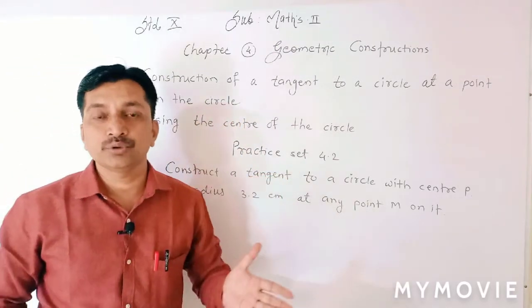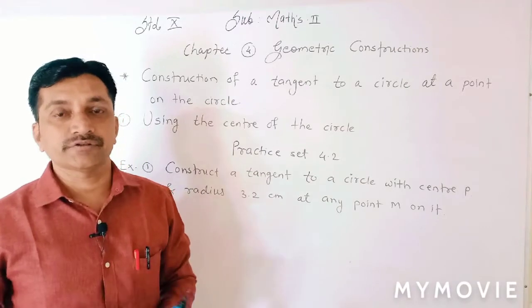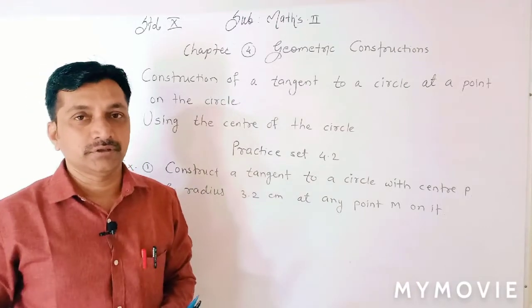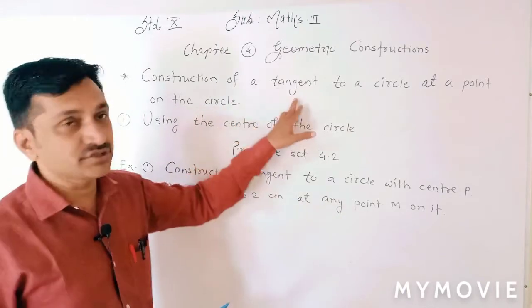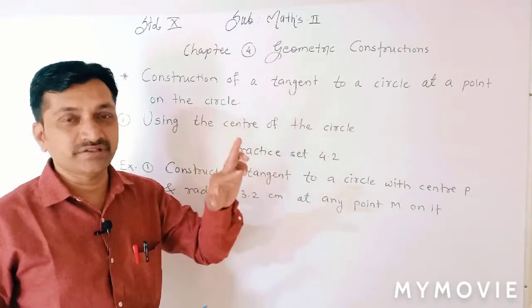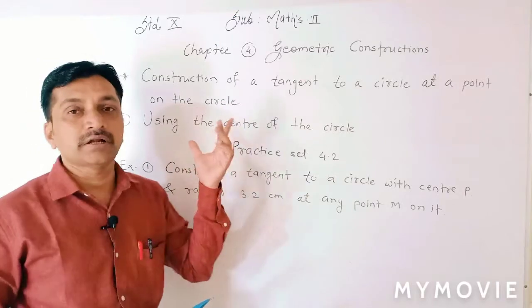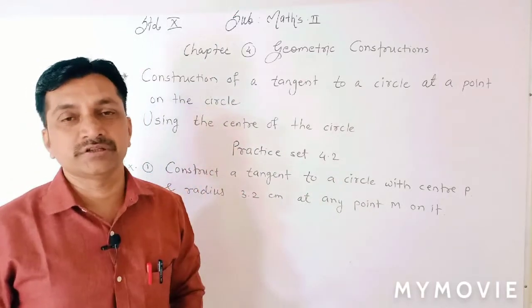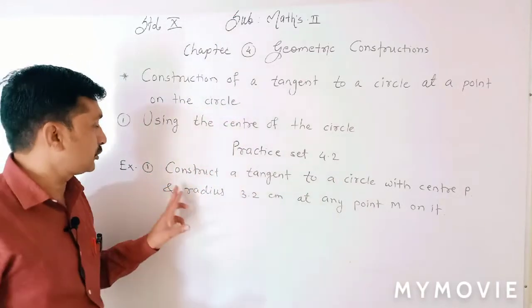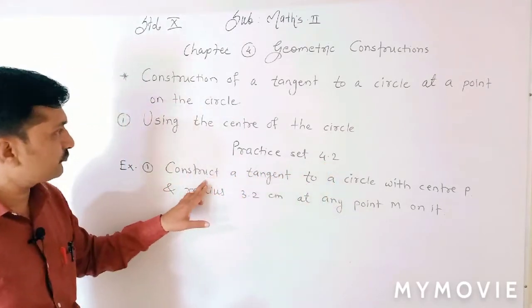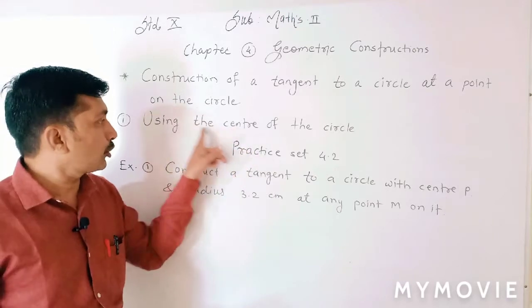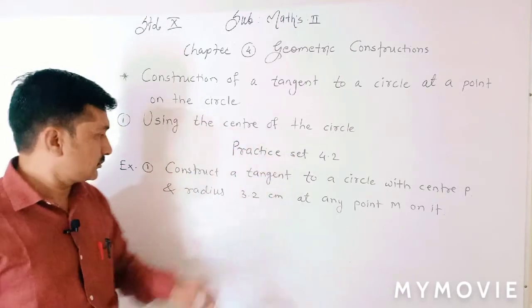In the previous video we studied construction of similar triangles, and here we are going to study construction of a tangent in two ways, one by using the center and second without using the center. Let's see example 1 of practice set 4.2. This example is based on the first type, using the center.